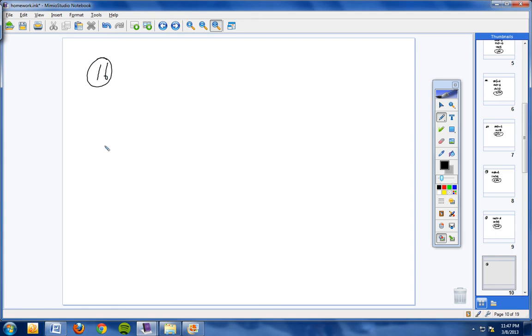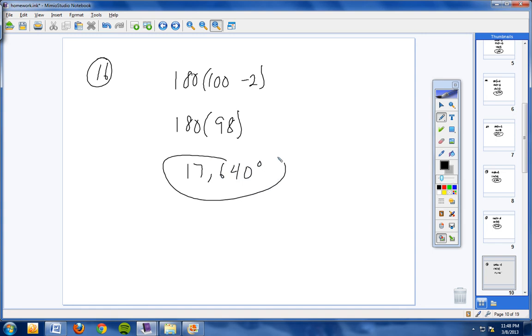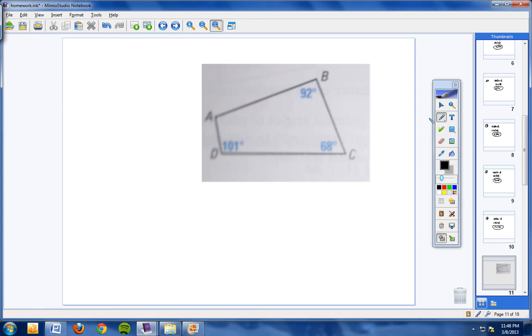Number 16, n equals 100. So 180 times (100 minus 2). That would be 180 times 98, and 180 times 98 is 17,640. Okay, so if I were to add up all the interior angles of a 100-sided convex polygon, I would get 17,640.